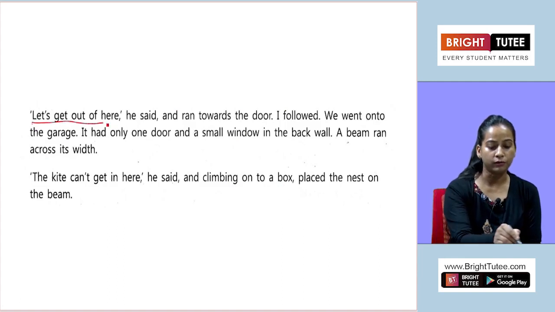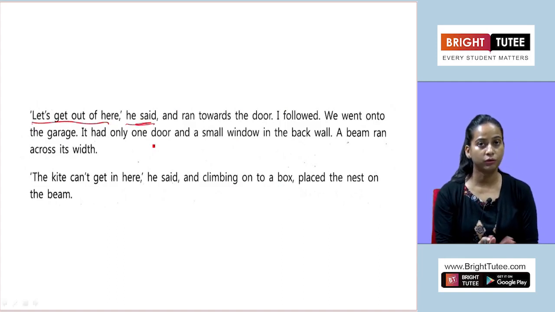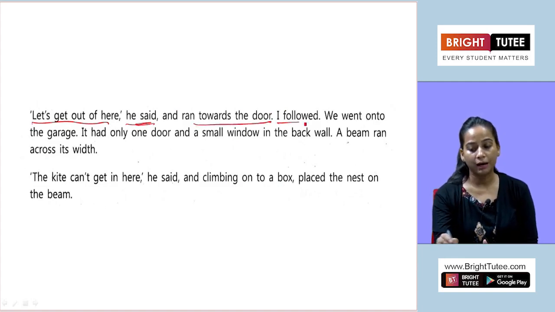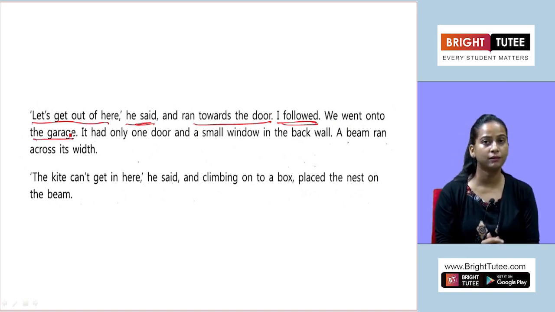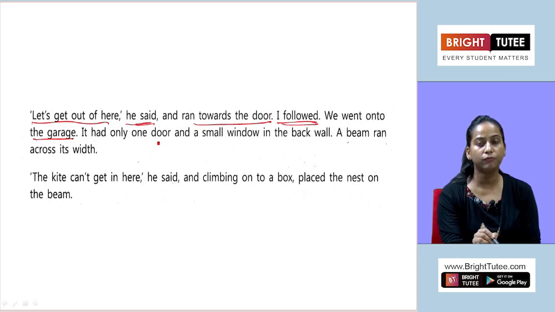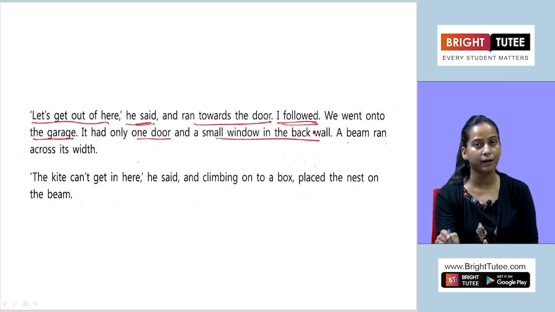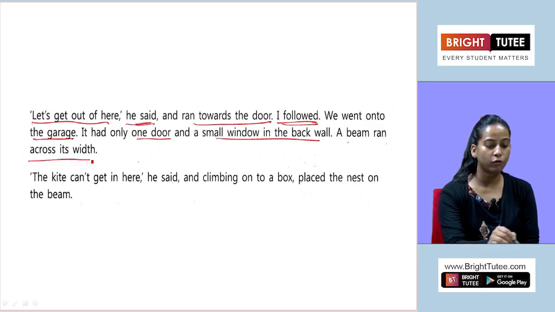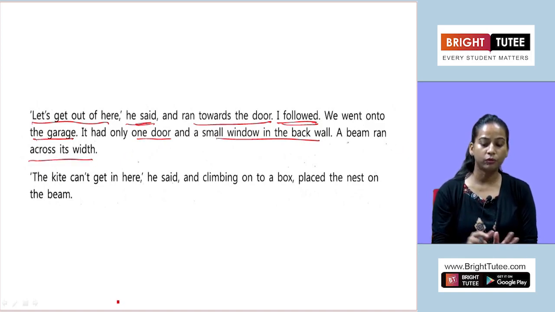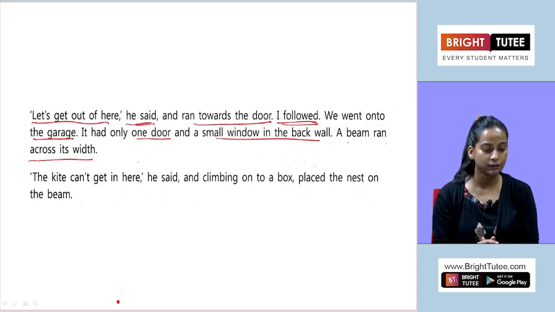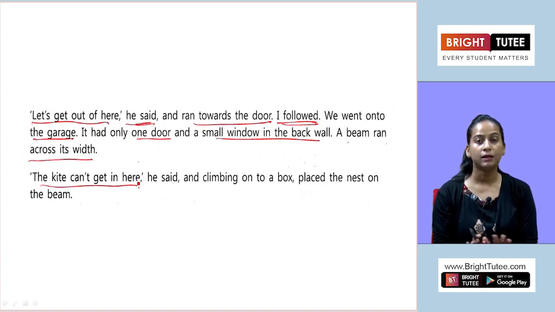Let's get out of here, he said. Then Bodhraj said, let's come out of here after taking the nest, and ran towards the door. I followed. The narrator also started following him. We went on to the garage. It had only one door and a small window in the back wall. A beam ran across its width. The kite can't get in here because the space was not there. So he said, the kite won't be able to enter this garage.